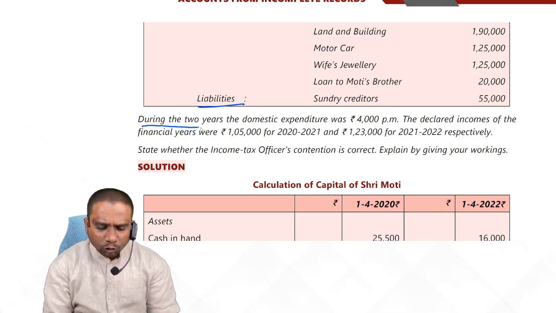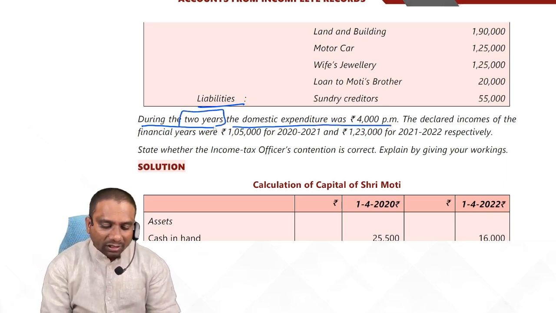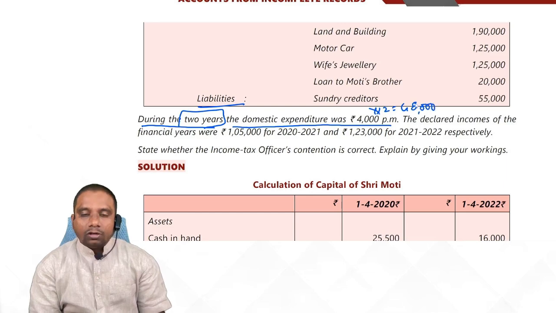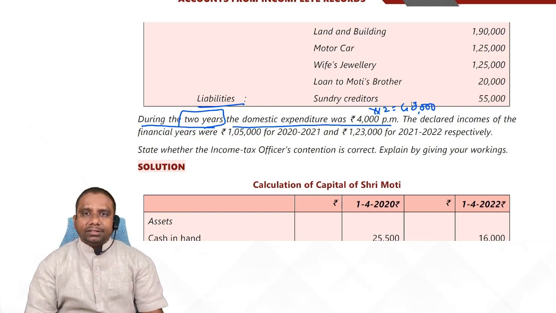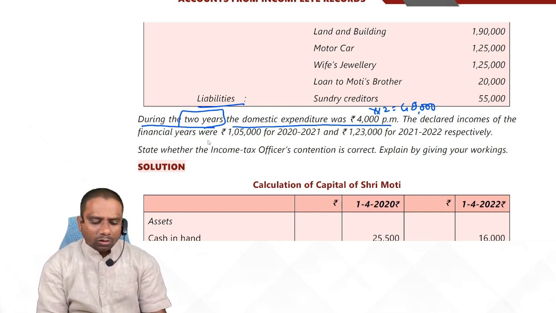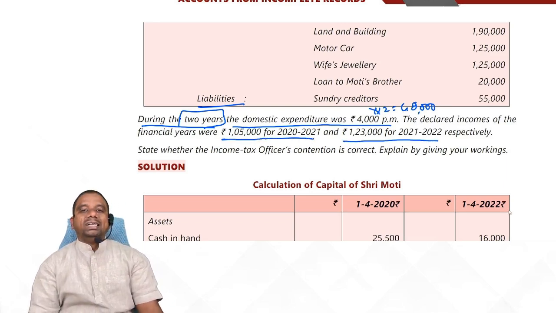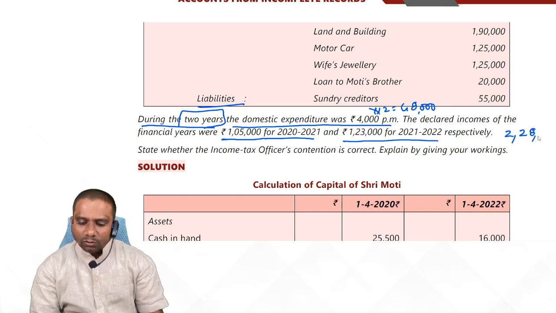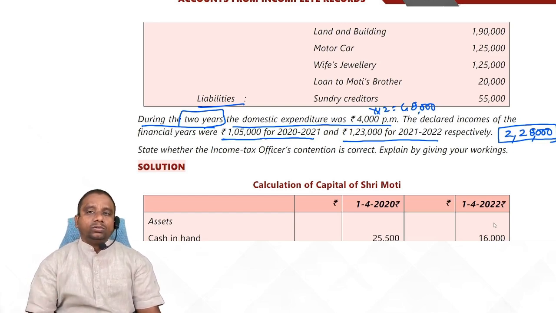Now observe. During the 2 years, the domestic expenditure was 4,000 per month. During 2 years, 4,000 per month into 12. Total drawings are 48,000. Is it clear, students? Next, the declared income of the financial year is 1,05,000 for 2020-21, 1,23,000 for 21-22. Tell me the total profit disclosed: 2,28,000. Total profit disclosed 2,28,000. Now what do we do?